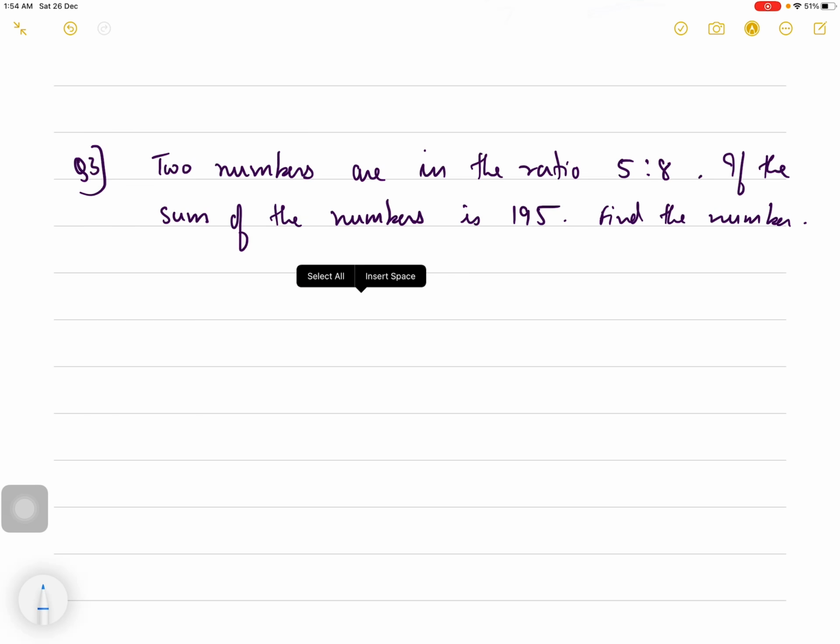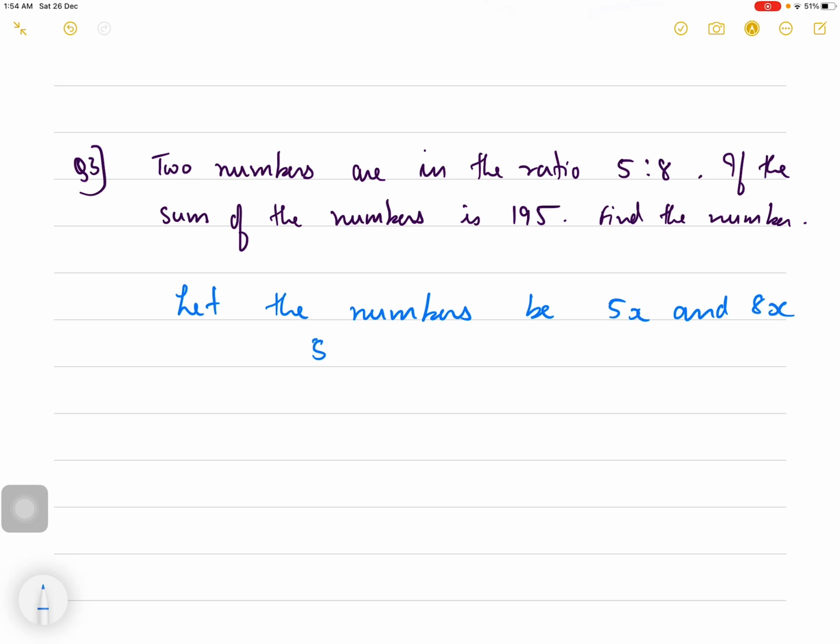Let the two numbers be 5x and 8x. You know that 5x plus 8x is equal to 195, right? So 5x plus 8x is 13x. So 13x is equal to 195. So x is equal to 195 divided by 13, and when you divide this, it comes to 15. So x is equal to 15.